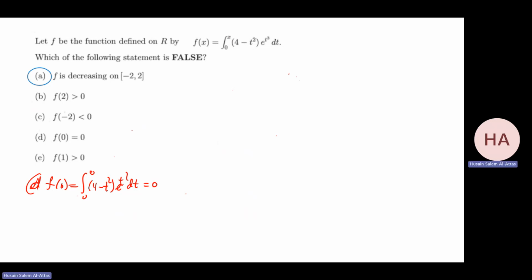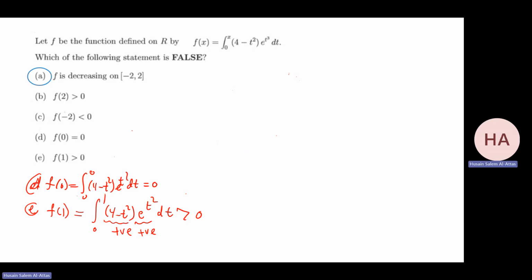Yeah. I will check E, for example. F of 1. F of 1 will be what? Integral from 0 to 1 of 4 minus t squared e to the t squared dt. In this interval between 0 and 1, this argument is always positive, and this argument is always positive. So this one positive. We know if the function is positive, then its integral should be positive. And the same thing for the other.